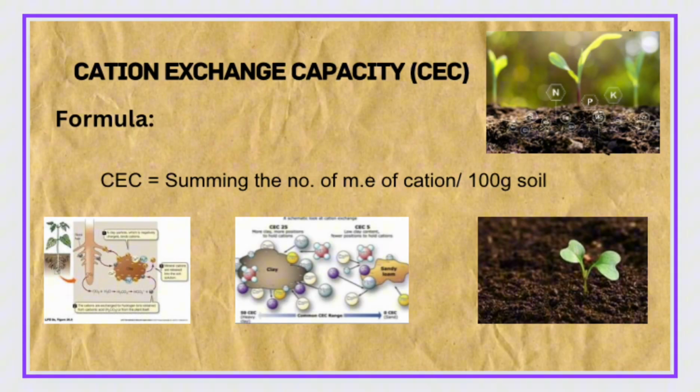So, how do we measure CEC or cation exchange capacity? Using the steps and formula provided, we can now determine the level of CEC in the soil. The formula is CEC equals the sum of the number of mole equivalents of cations per 100 grams of soil. But before we can come up with this formula, there are steps for us to determine the value of each cation.